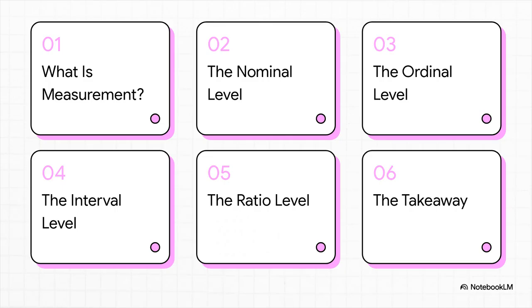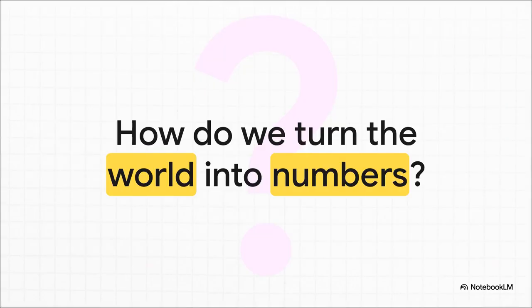So, here's what we're going to do. We're basically going to climb this ladder of information. We'll start by defining measurement. Then we'll hit level 1, which is just about names. Then we'll move up to level 2, putting things in order. After that is level 3, where the intervals between numbers actually mean something. And finally, level 4, the absolute zero. Then we'll wrap it all up with the big takeaway. Ready? Let's dive in.